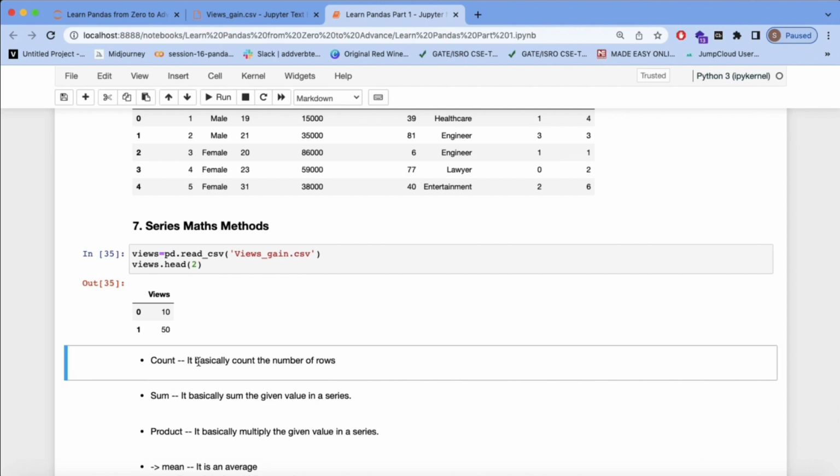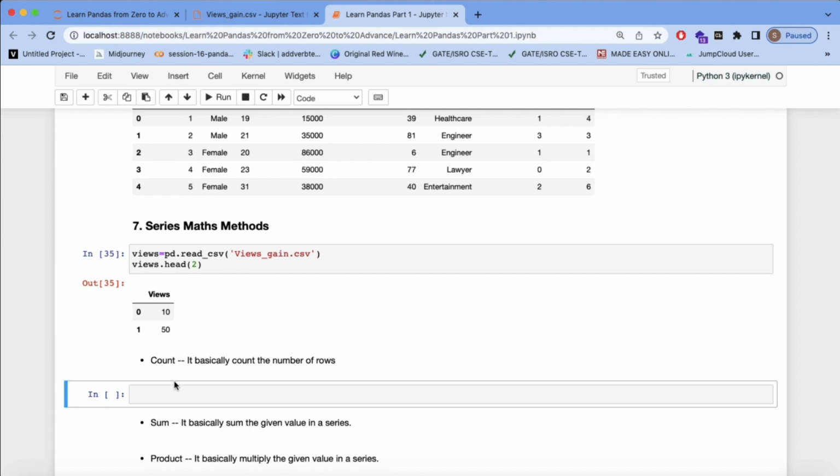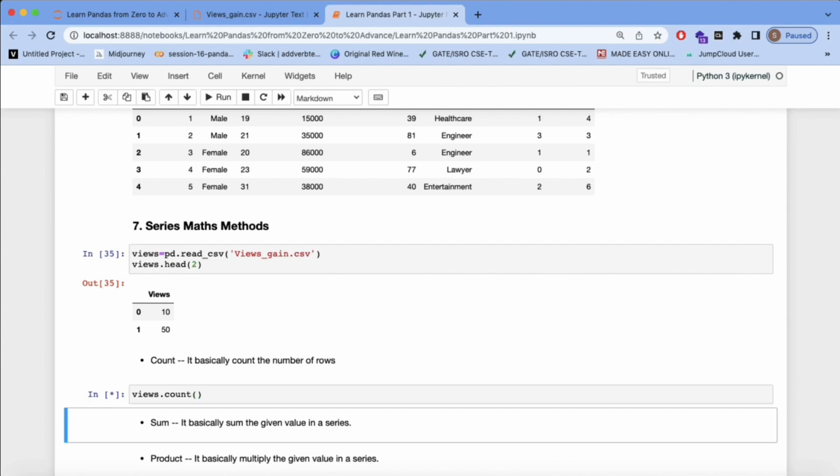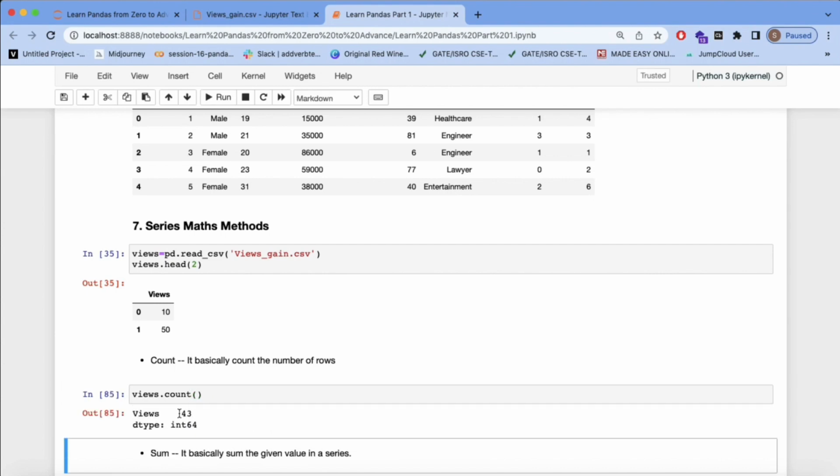Let's suppose I want to know how many rows are in my data set views. I simply do views.count, and when you hit it, you will see there are 43 rows in that data set.